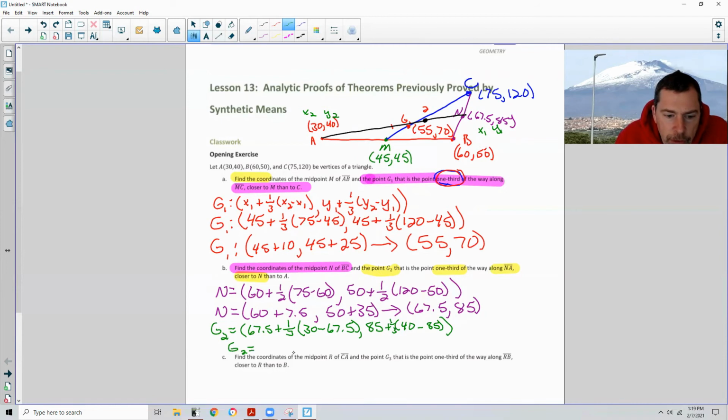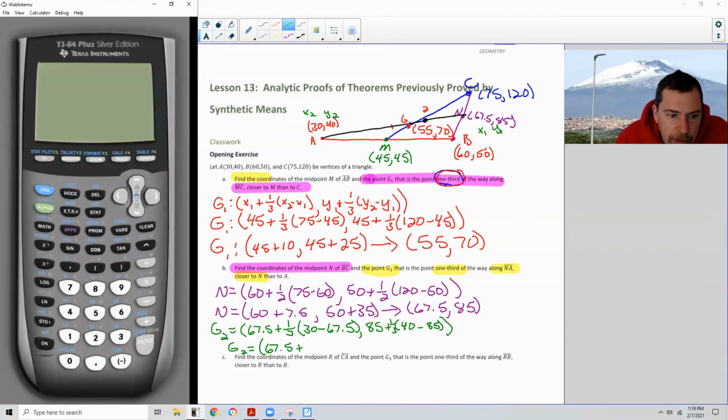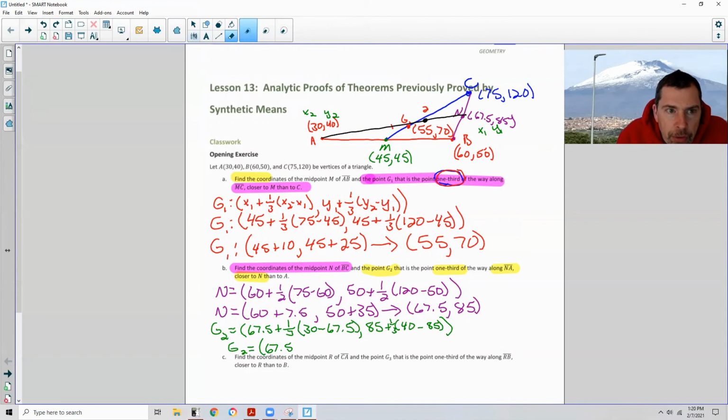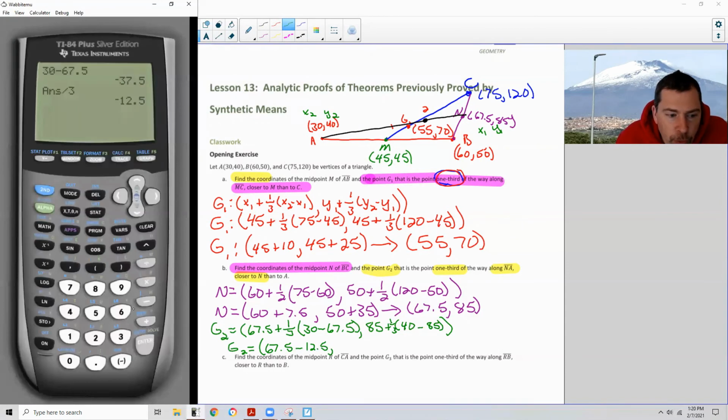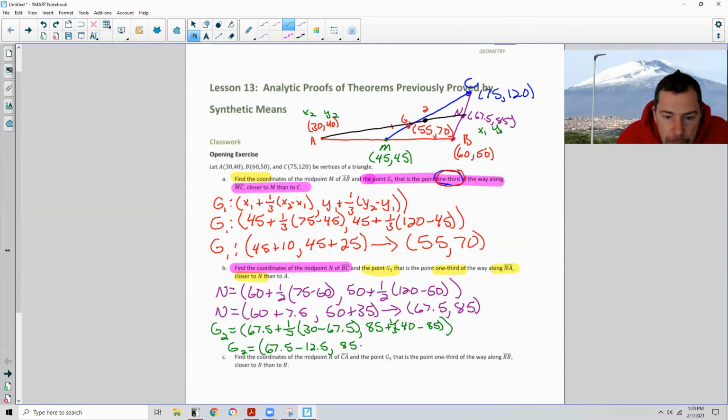So now G sub 2 is going to equal 67.5 plus, now let's just start using the calculator because of the decimal. Clear on. Okay. 30 minus 67.5. And then 1/3 of that would be divided by 3, and that's 12.5. So it's going to be minus 12.5 because of the direction we're going. So 67.5 minus 12.5, comma, and then we're taking 40 minus 85. And that's negative 45. And we're dividing it by 3 because of the 1/3. And we're going to be minus 15. So that's going to be 85 minus 15.